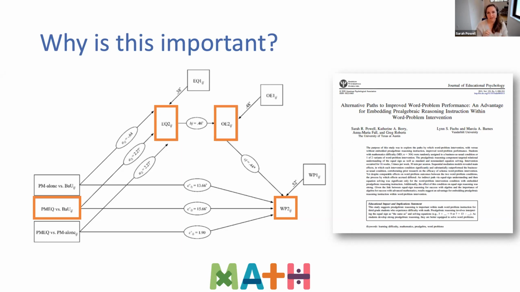We do not see that same sequential mediation model at play. And if you'd like to read this paper, it just came out this year. It's Alternative Paths to Improved Word Problem Solving.